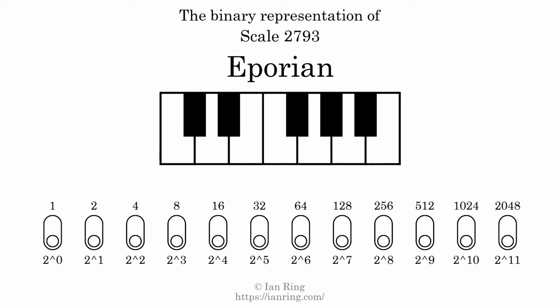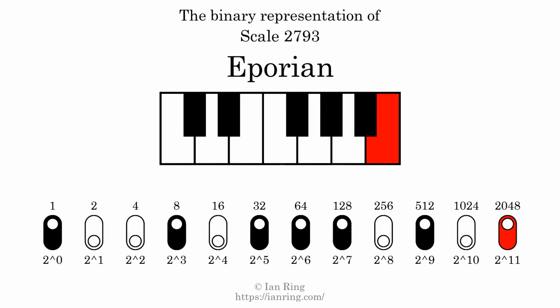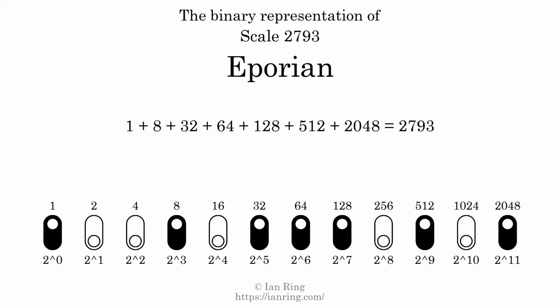The binary representation of this scale is determined by mapping tones of the scale to binary digits. Each binary digit represents a power of 2. To get the scale number, we add the powers of 2 together. The powers of 2 that are present in the scale, all added together, equals 2793. That is why the scale number, in decimal, is 2793.